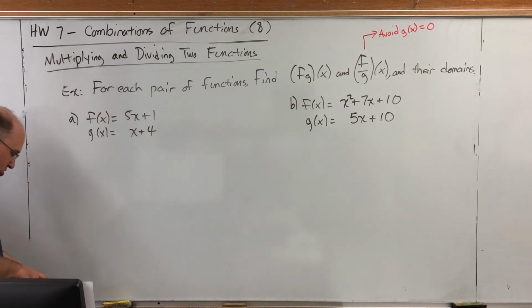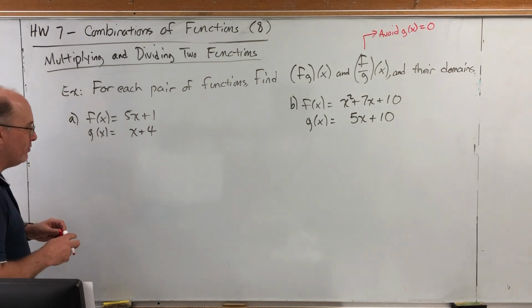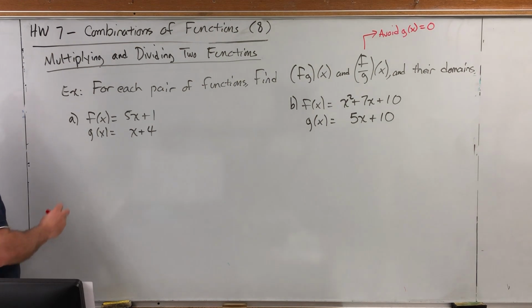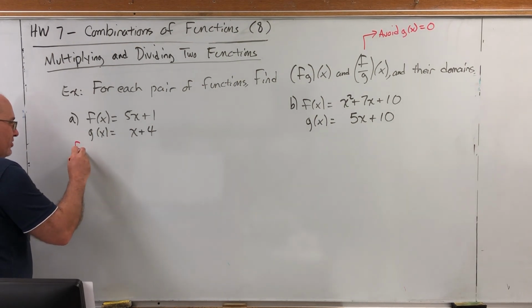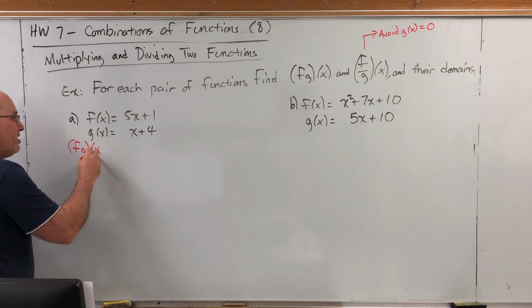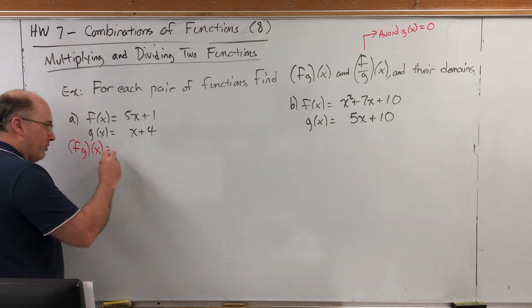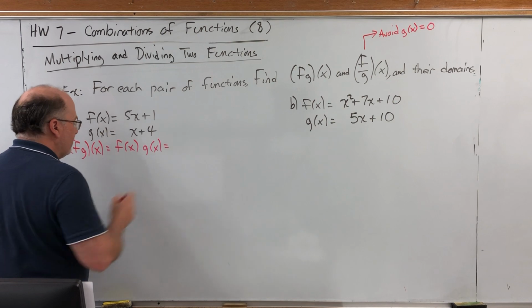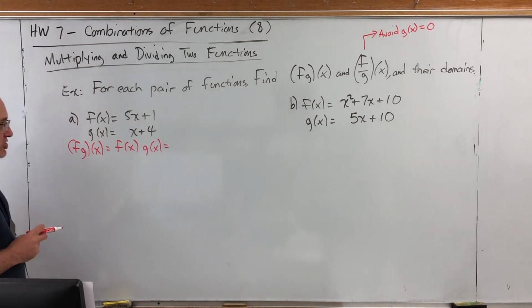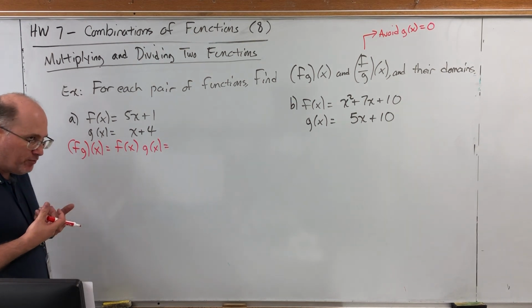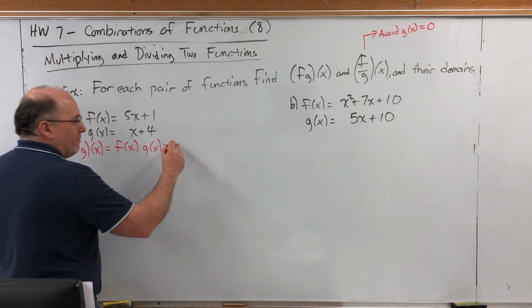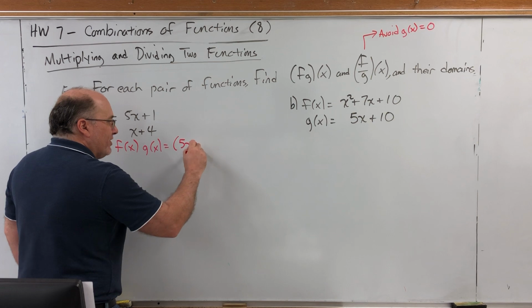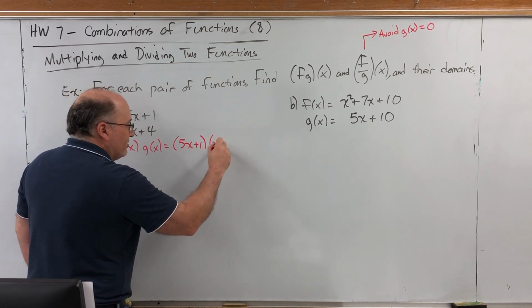Here's our two functions, f of x equals 5x plus 1 and g of x equals x plus 4. If we want to find the product of the two functions, fg of x, you literally just multiply f of x times g of x. Now, because each of these functions has multiple terms and we're about to embed them in a multiplication problem, they each need to go inside of parentheses. So 5x plus 1 times x plus 4.